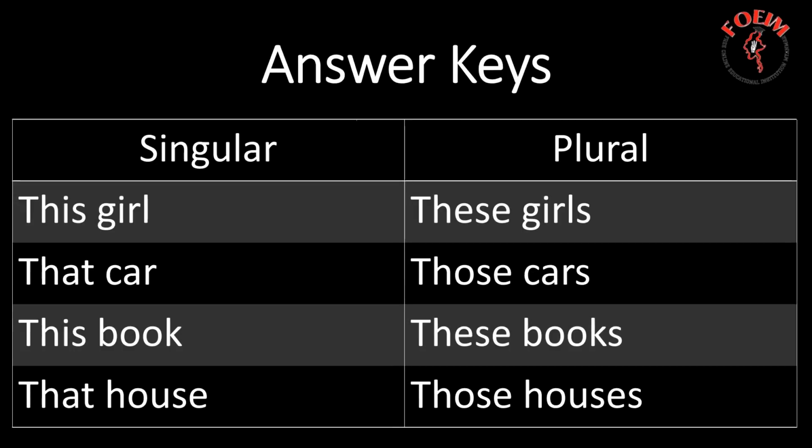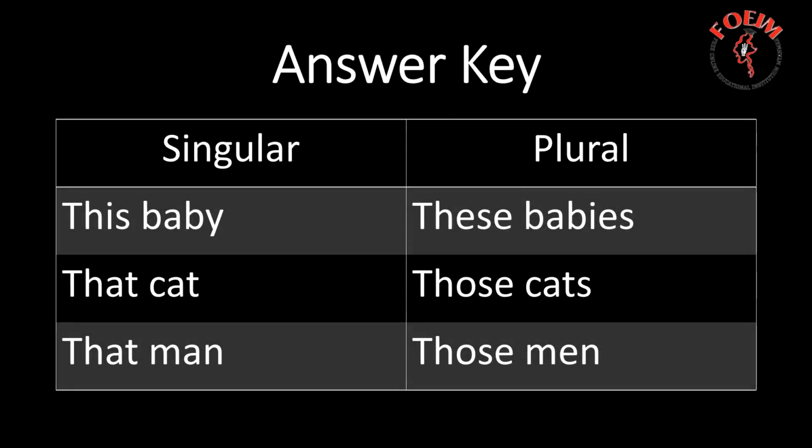Let's check your answers. This girl, so these girls. That car, so those cars. This book, these books. That house, those houses. This baby, these babies. That cat, those cats. That man, those men.